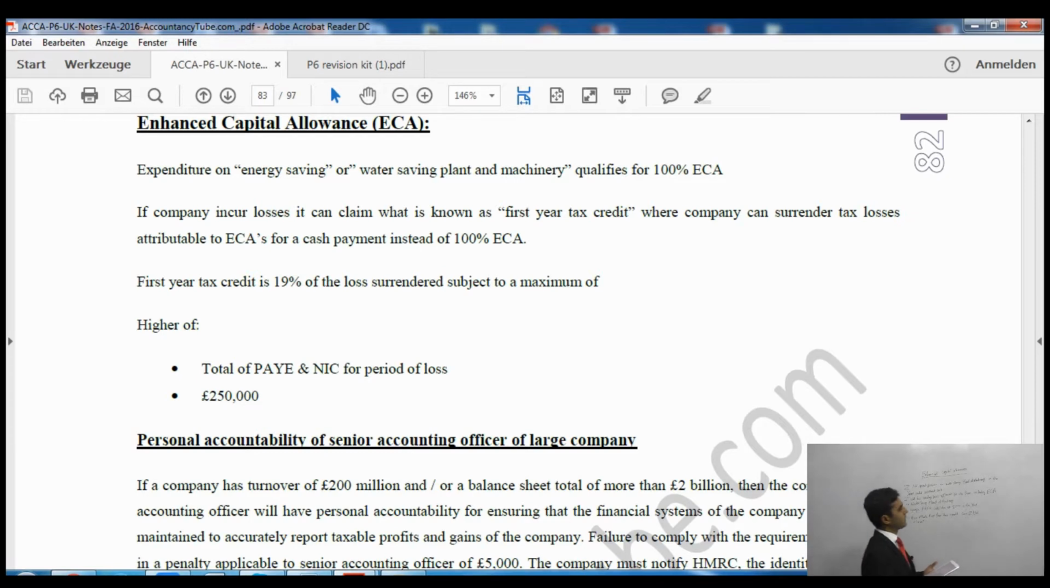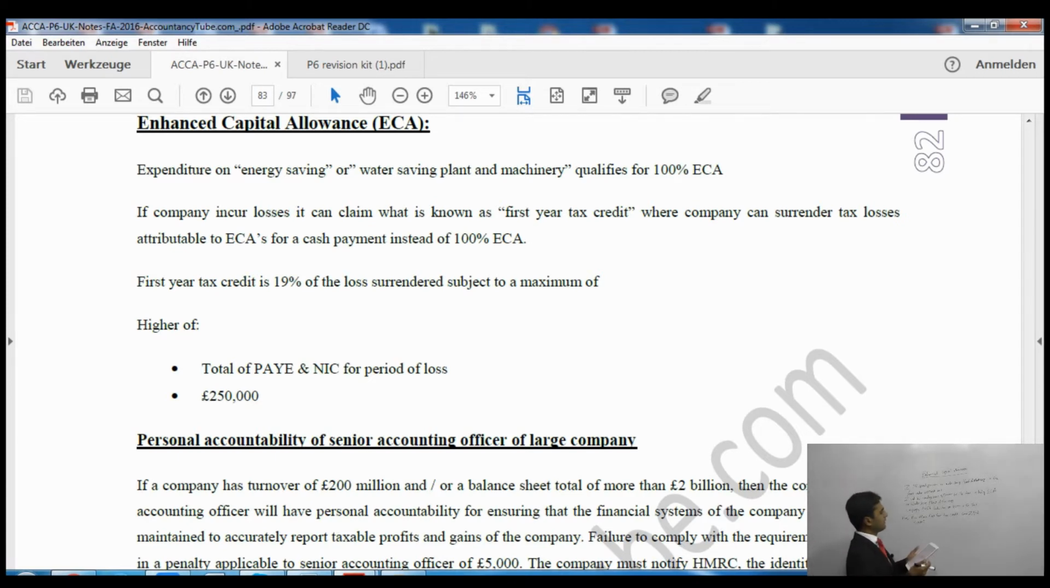So that is £19,000. However, maximum it can go up to how much? Up to the higher of these two: total amount of PAYE and £250,000. In this question, it tells us that PAYE liabilities are £15,000. So, higher of £15,000, which is PAYE, and £250,000. Which one is higher? You're right, £250,000 is higher.